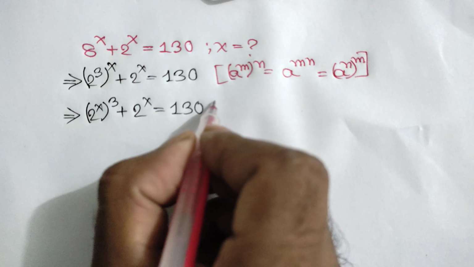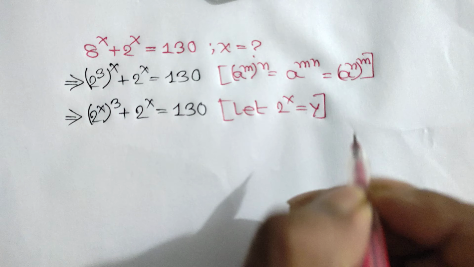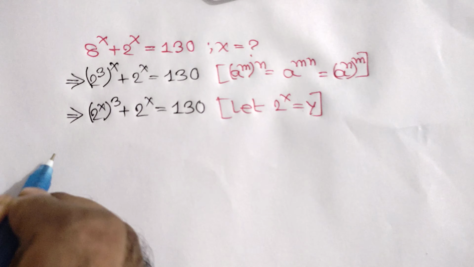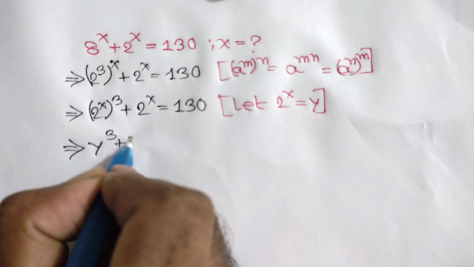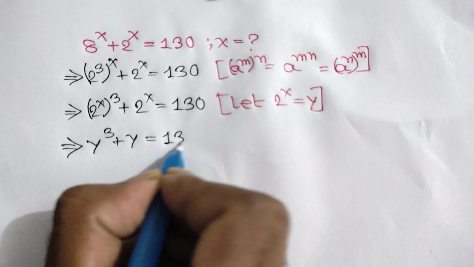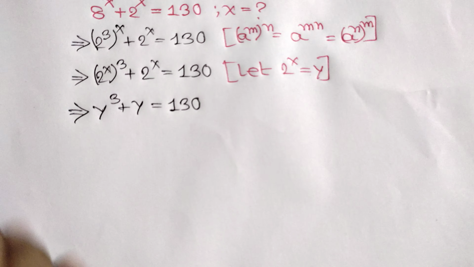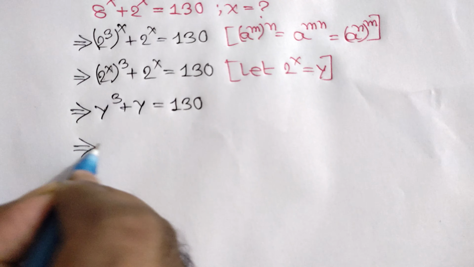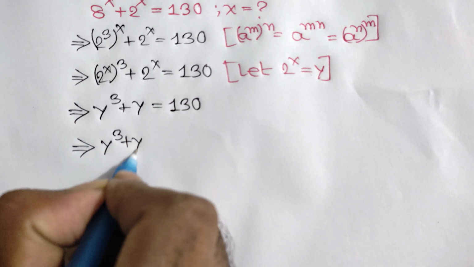Now let 2 to the power x is equal to y. Here we can write y cube plus y is equal to 130, because 2 to the power x is equal to y. Now taking this 130 to the left side, we will get y cube plus y minus 130 is equal to 0.